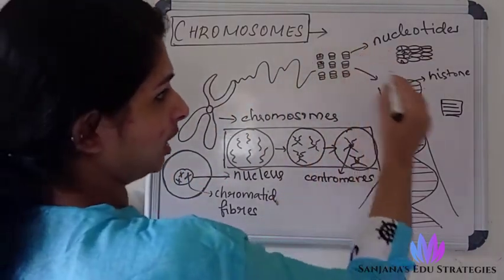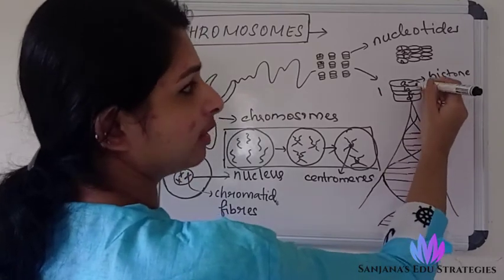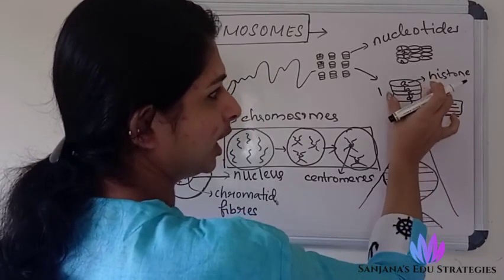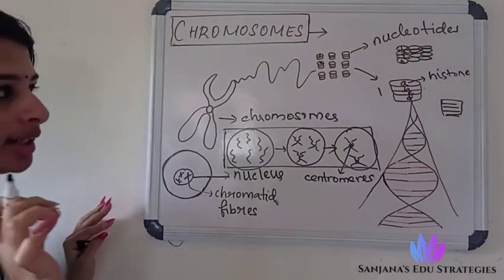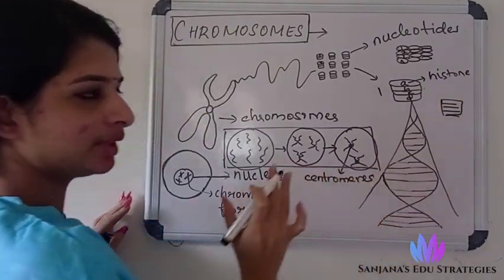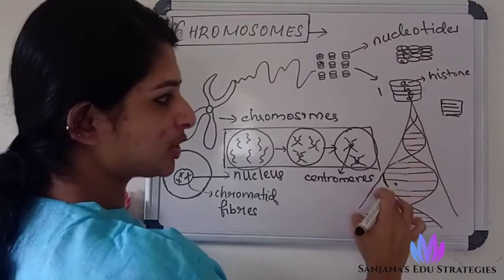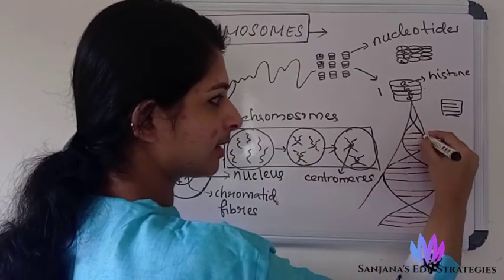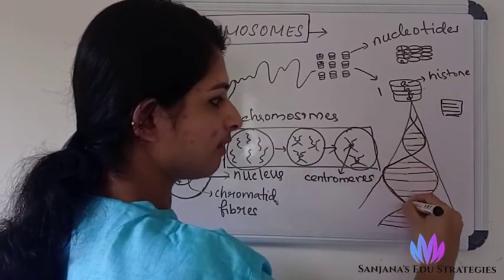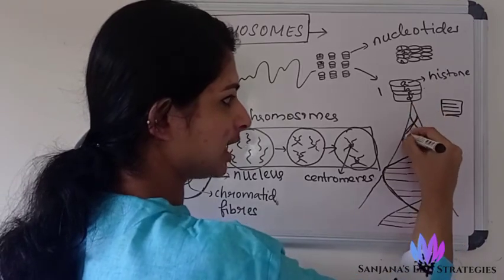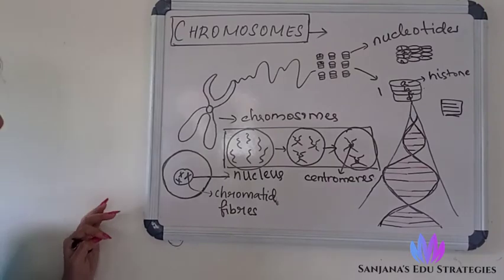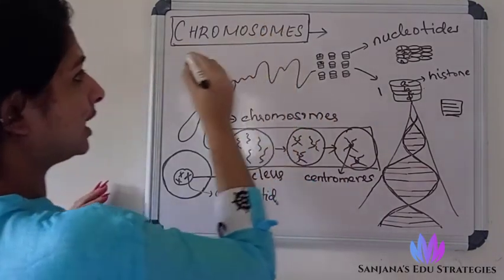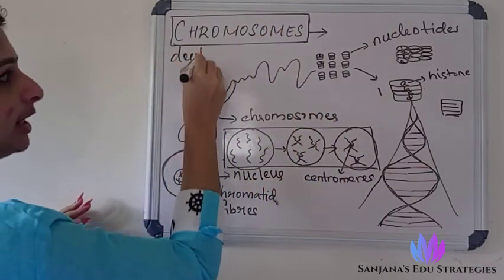Now, when you take a histone, one pile of histone we can enlarge in the form of DNA or RNA. So this is the DNA structure. DNA is double stranded. This is one strand, and this is another strand. Two strands. That's why DNA is known as double stranded.